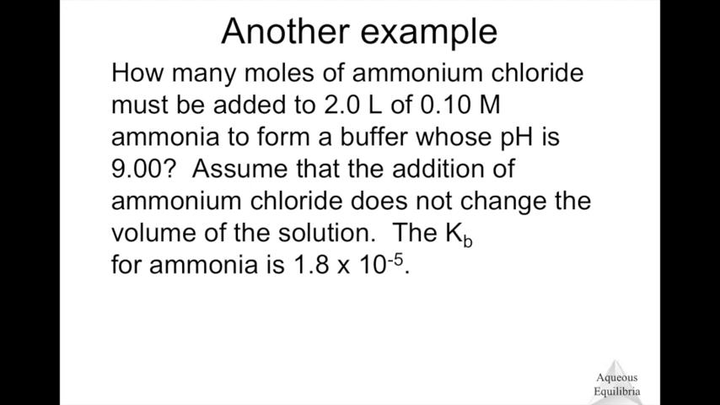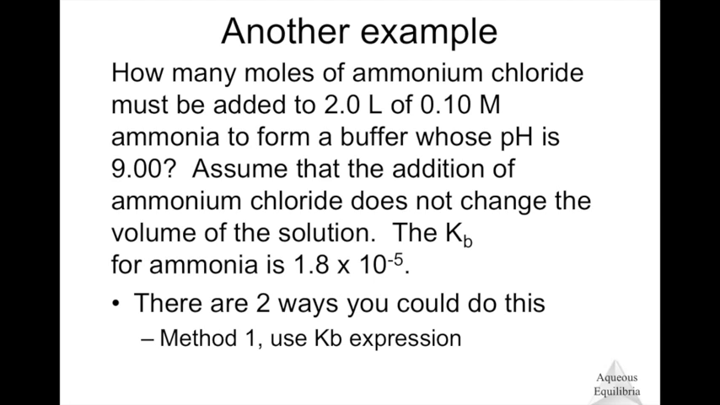Another example, this one a little bit more complex. How many moles of ammonium chloride must be added to 2 liters of 0.1 molar ammonia to form a buffer whose pH is 9? Assume the addition of the ammonium chloride doesn't change the volume of the solution, and the Kb for ammonia, because ammonia is a base so it's Kb, is 1.8 times 10 to the minus 5. There are actually 2 different ways you could solve this.